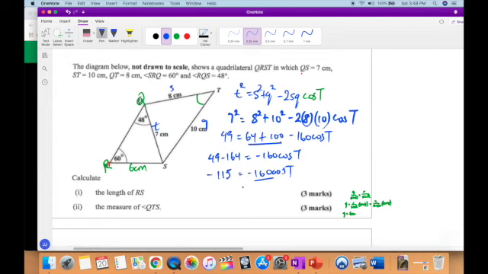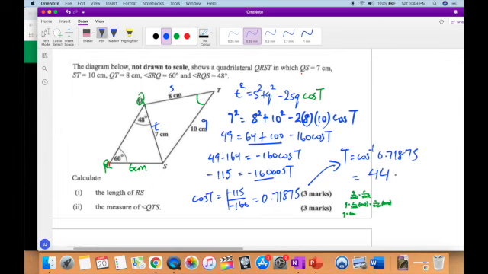Now I just fling over this, so I get cos T is equal to negative 115 divided by negative 160, is equal to this kind of stupid looking number here, 0.71875. Therefore, T is equal to the cos inverse of 0.71875, which is 44.1 degrees. We could call it 44 degrees.